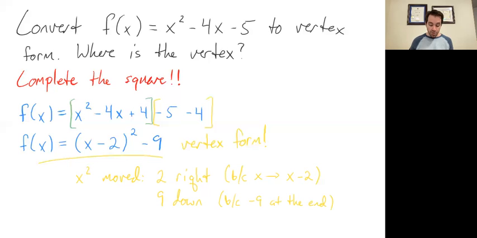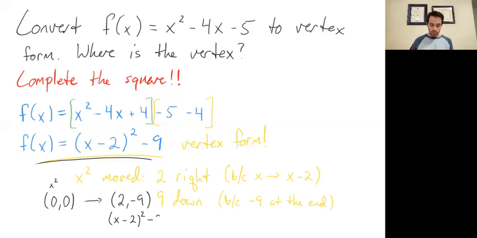So this is vertex form already. And now we can very easily answer the question of where the vertex is. It is from 0, 0, which is normal old x squared. It gets sent to 2, minus 9, which is what it would be for x minus 2 squared minus 9. So this is vertex form, and this right here, that's the vertex, 2, minus 9.